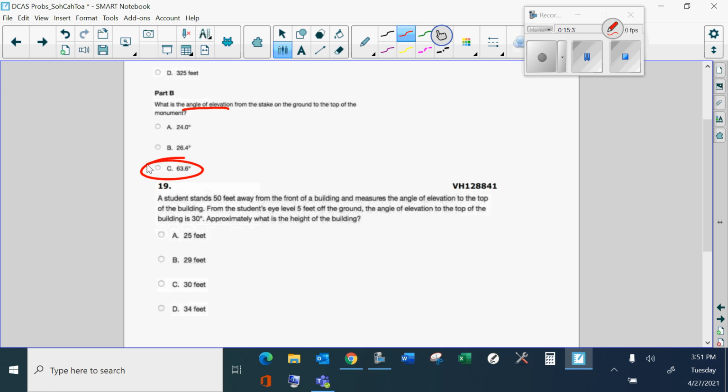Okay. A student stands 50 feet away from the front of the building and measures the angle of elevation to the top of the building from the student's eye level, 5 feet off the ground. This is that tree one I gave you on your SohCahToa test. The angle of elevation to the top of the building is 30 degrees. Approximately, what is the height of the building? Okay, so I have this building. He is 50 feet away. He's standing and he's 5 feet off the ground, so it's a short kid. Okay, maybe an 8th grader.